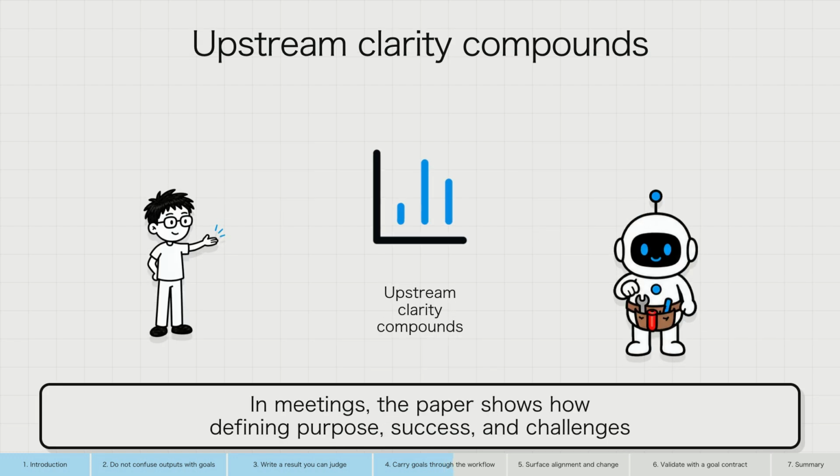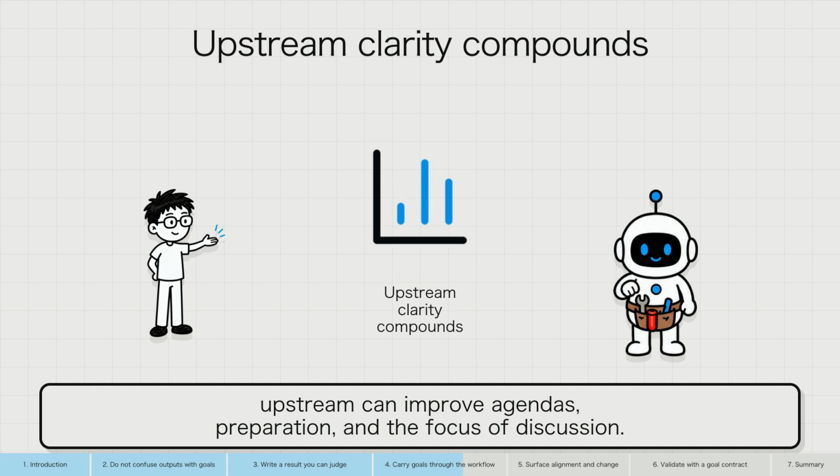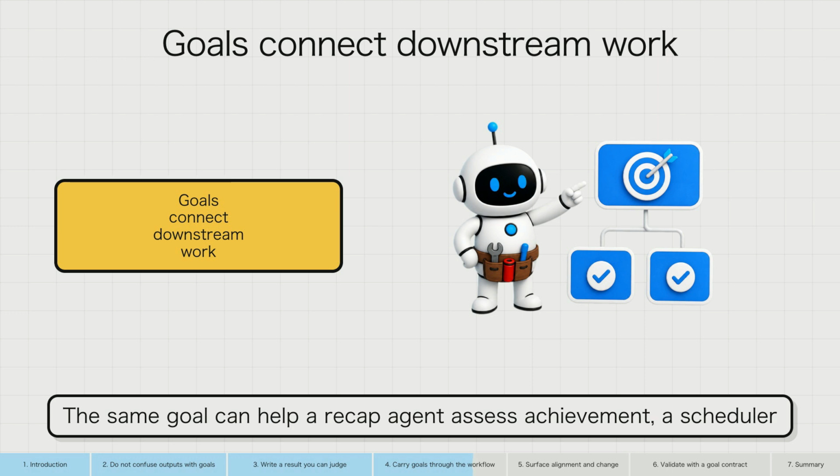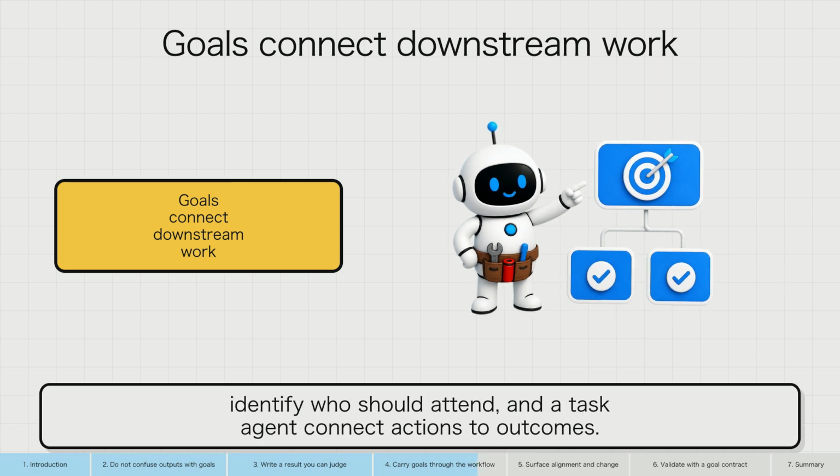In meetings, the paper shows how defining purpose, success, and challenges upstream can improve agendas, preparation, and the focus of discussion. The same goal can help a recap agent assess achievement, a scheduler identify who should attend, and a task agent connect actions to outcomes.